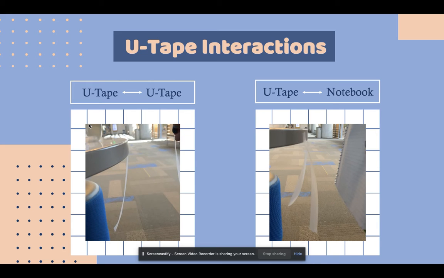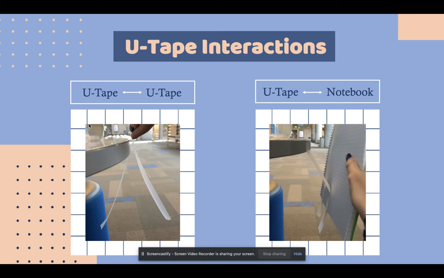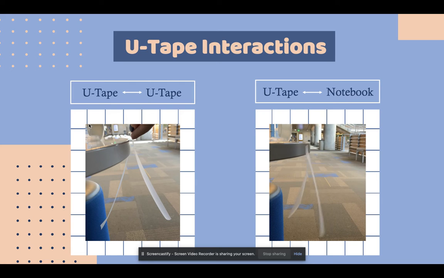So here on the left, you can see the two U-tapes repelling each other as I try to move them closer. This makes sense because they are both charged with the same charge, so they would repel each other. And then here on the right, you can see them interacting with the notebook, as they are attracted to the notebook since the notebook is neutral.